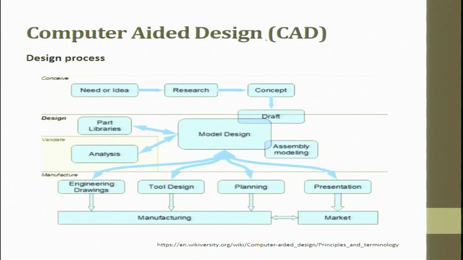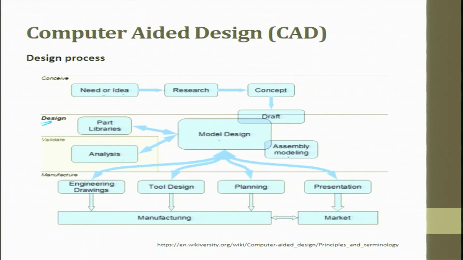So, when we talk about computer aided design, the conceiving has the need or the idea, research and concept development. Then in the design, you do drafting, and modeling of the model design, wherein we use part libraries and we do analysis. Part libraries are already existing library functions in the CAD system, wherein you automatically pull one out, add it to your drawing and start using it. And all these part library functions will have a standard CAM, that means to say a standard processing sequence. So, that is what is CAD, then analysis.